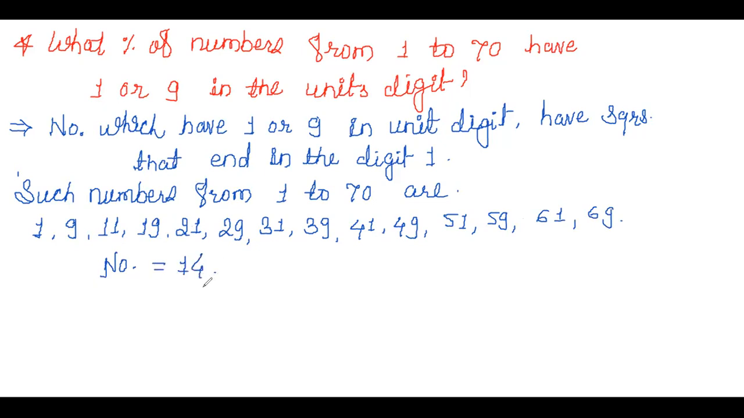Okay, now we are finding out the percentage. So required percent is equal to 14 out of how many numbers are there? 1 to 70. Out of 70, into 100. It is 20%. Okay.